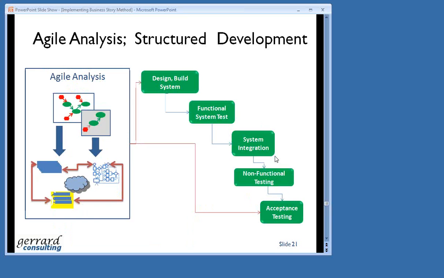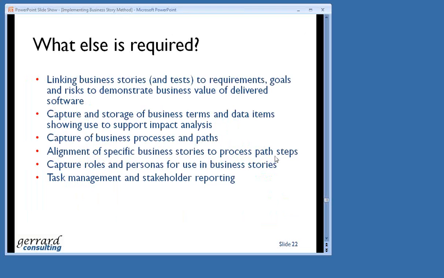So, okay, Agile analysis and structured development then. The Agile analysis is the same as we've talked about already, and the output from that can be fed into a formal structured design phase where you could actually go on to write a lot more detailed requirements in a traditional way, but you're also feeding the output from that Agile analysis directly into the acceptance testing as well. So it's just as powerful a technique for supporting structured development as it is Agile development.